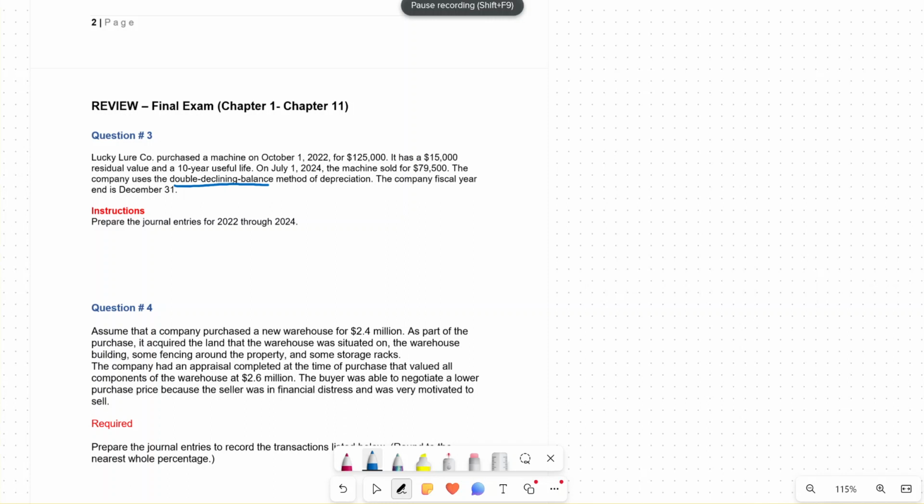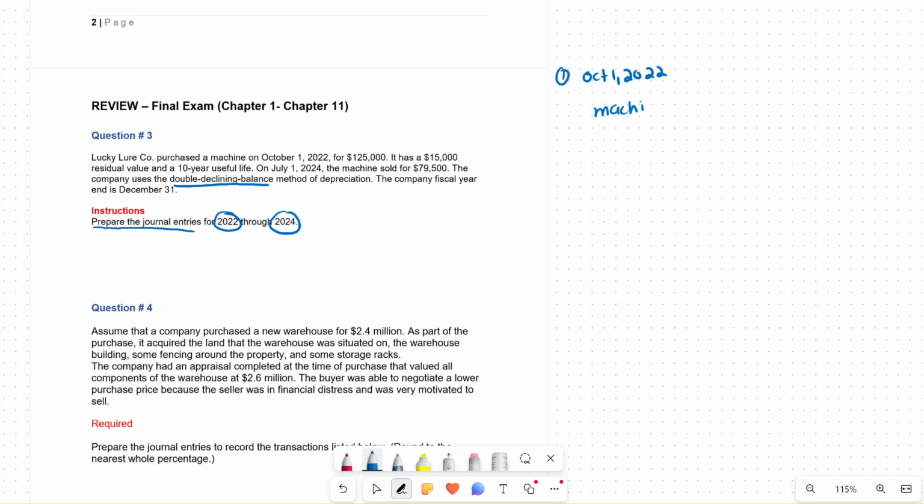So before we get there, it says prepare a journal entry for 2022 through 2024. My first entry is to purchase the asset. So when did we purchase the asset? On October 1st, 2022. What did we get? We got a machine.